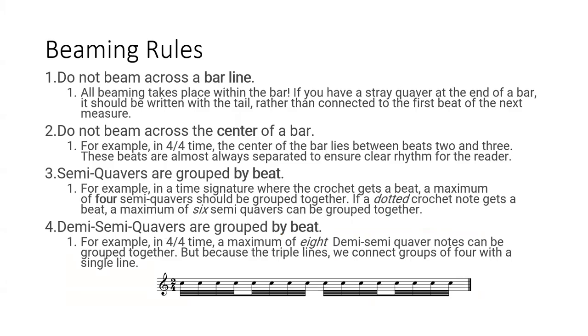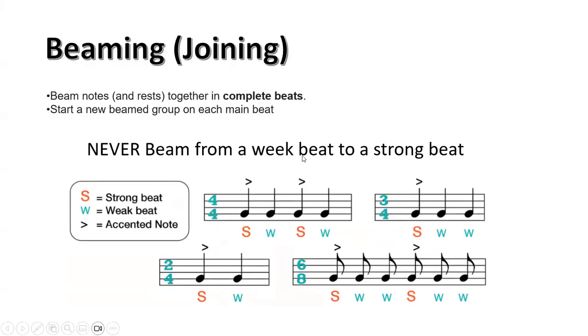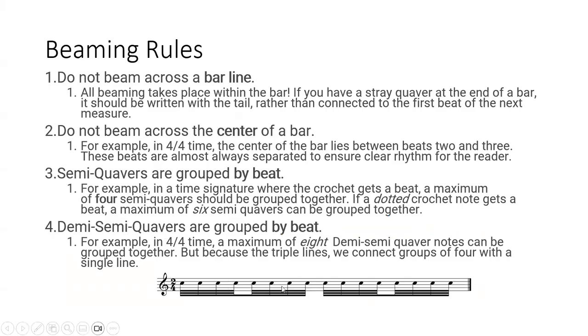So beaming is just joining notes together. If you had a whole bar of, I don't know, 16 semiquavers with no connection and they were just individual, you'd get lost and run out of counting. But if you can count 1, 2, 3, 4, 2, 2, 3, 4, 3, 2, 3, 4, 4, 2, 3, 4, you can know where you are in the bar. So this is why we beam them together.